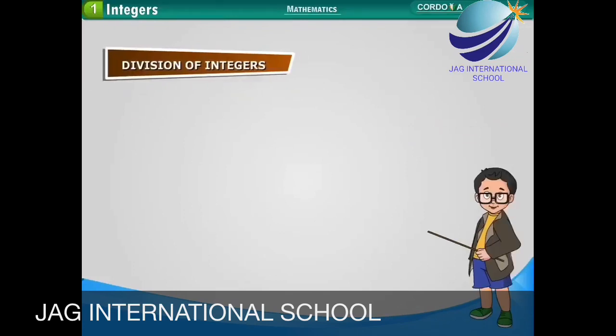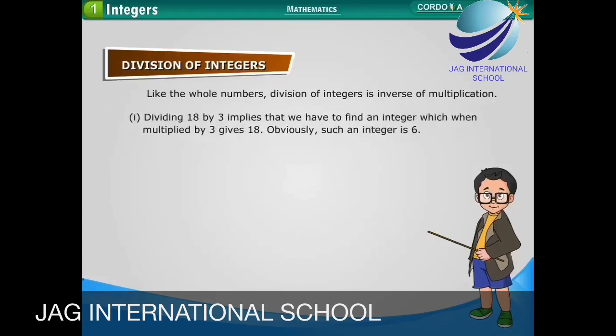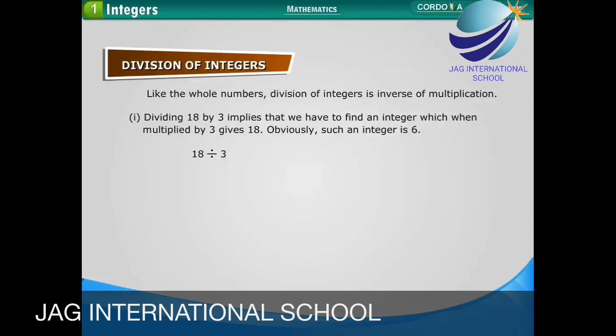Division of integers. Like the whole numbers, division of integers is inverse of multiplication. Dividing 18 by 3 implies that we have to find an integer which, when multiplied by 3, gives 18. Obviously, such an integer is 6. 18 divided by 3.